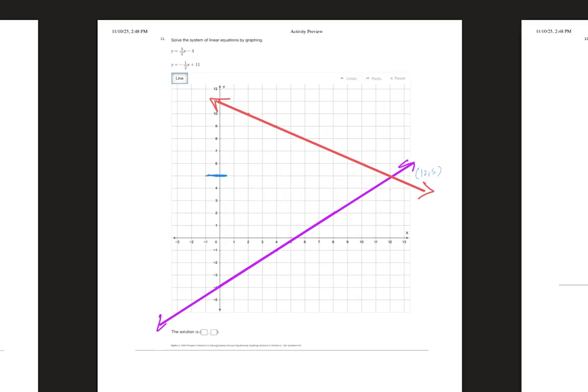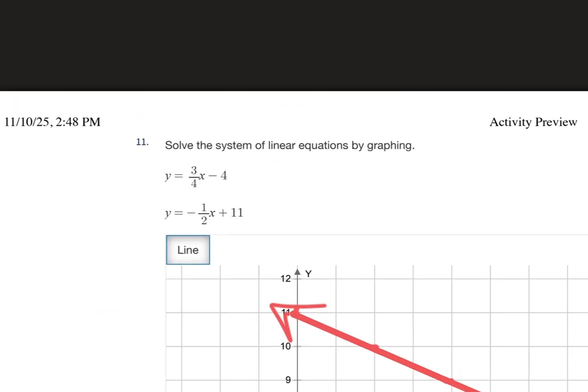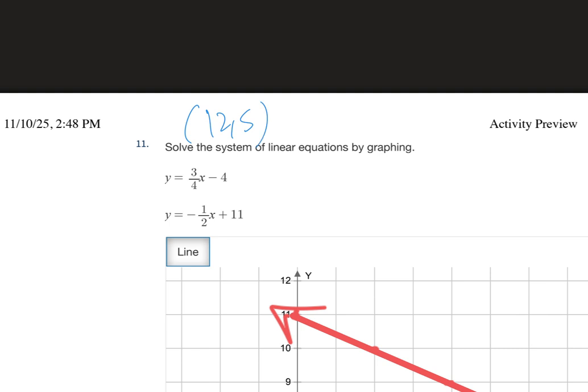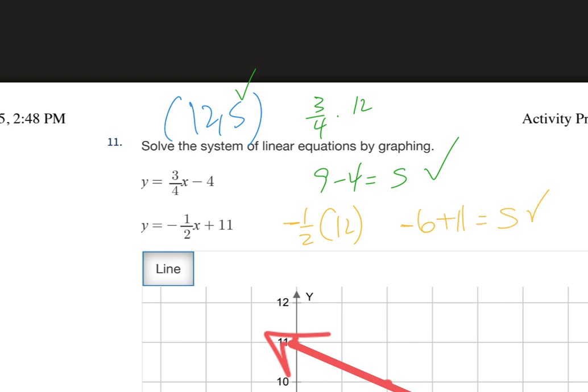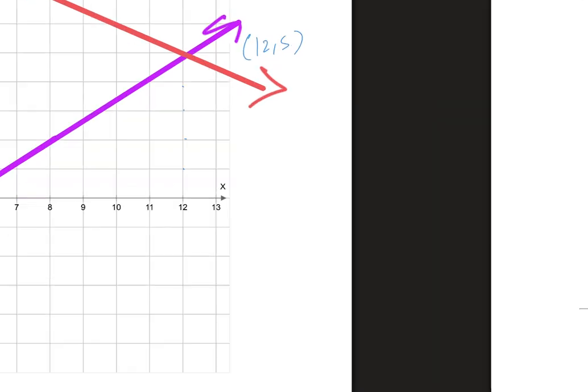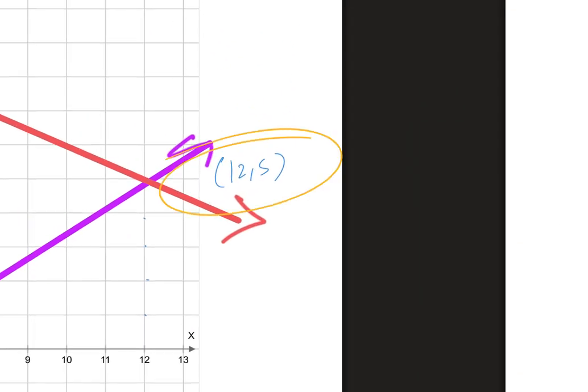Yep, there's 5. So let's plug in 12, 5. So 3/4 of 12, that's 9 minus 4. That equals 5. So we're good on that one. Negative 1/2 of 12 is negative 6 plus 11, and that equals 5. So we are confirmed. 12, 5 is the answer.